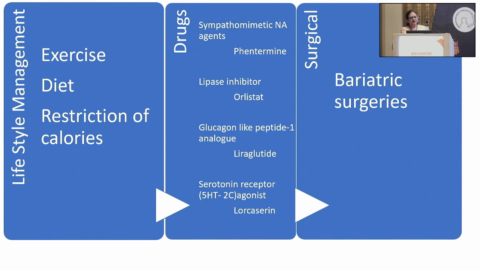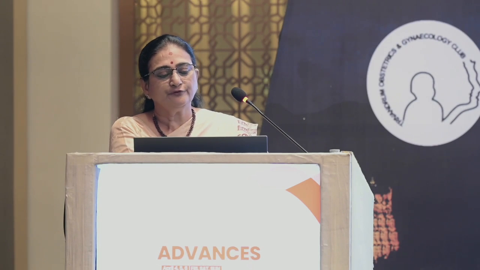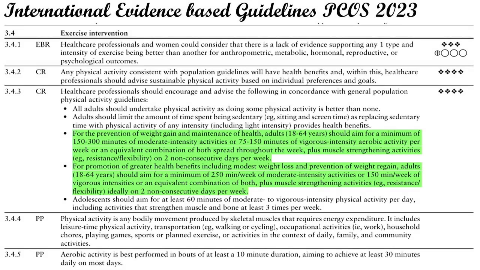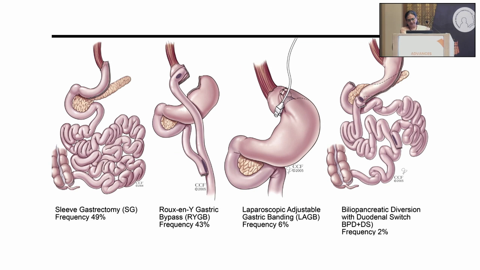And management, I'll just brush through. You know the lifestyle management: exercise, diet, restriction of calories, drugs, which have been said to be effective, and bariatric surgeries. For lifestyle, you have the international guidelines in PCOS, which state you have to do 150 to 300 minutes of moderate exercise, and 75 to 150 minutes of intense exercise. Anti-obesity medications can be given. And for bariatric surgery, they specifically said PCOS is a condition where there should be a low threshold to consider it. It can be done, and when it is done, you wait for 1 year for the nutritional status of the woman to stabilize.